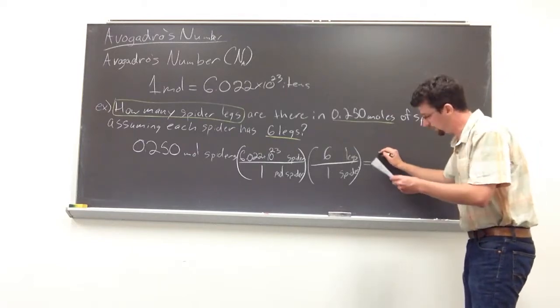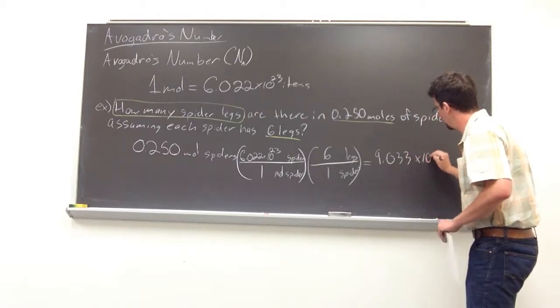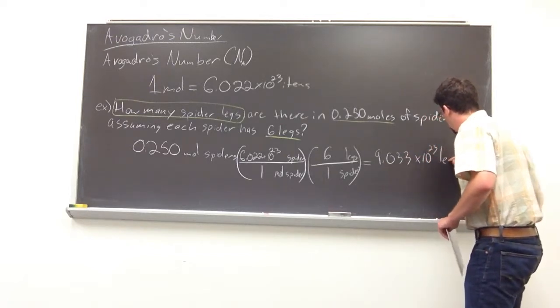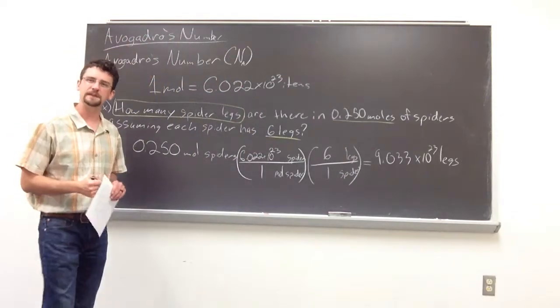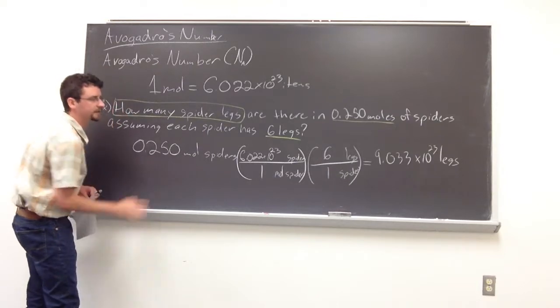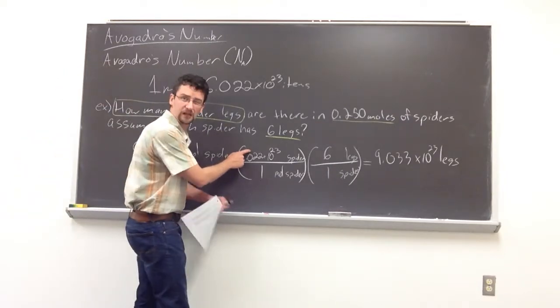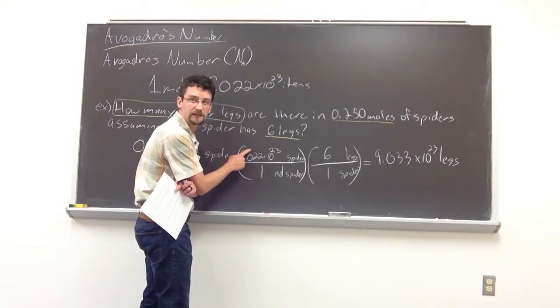So we multiply that through, and what we end up getting is 9.033 times 10 to the 23rd legs. However, this isn't the answer we want to report. We want to keep significant figures in mind. So this value here has 3 significant figures. This number is actually empirically derived, so Avogadro's number has 4 significant figures.